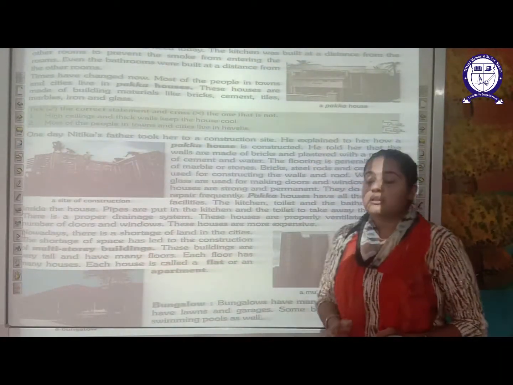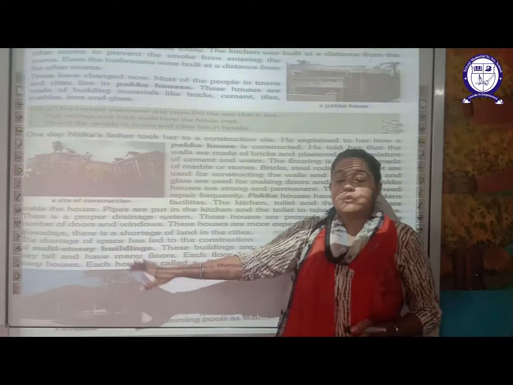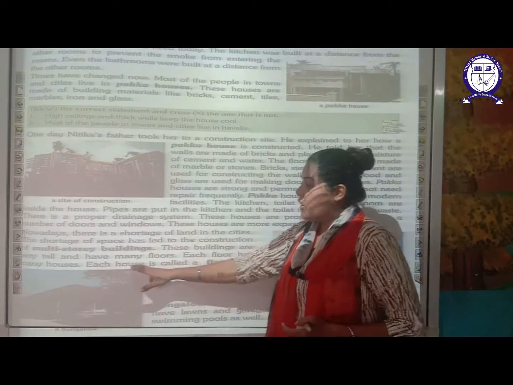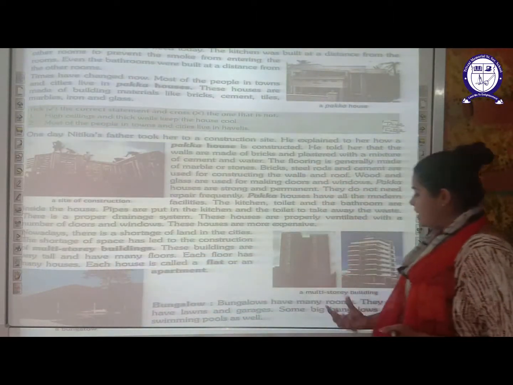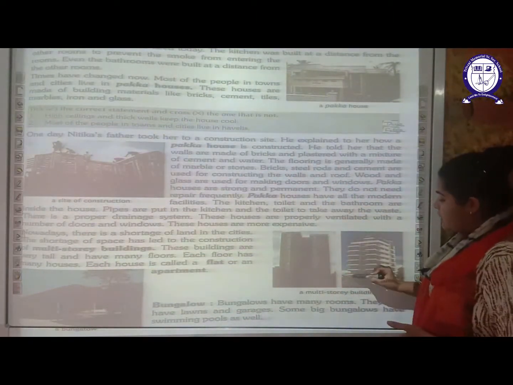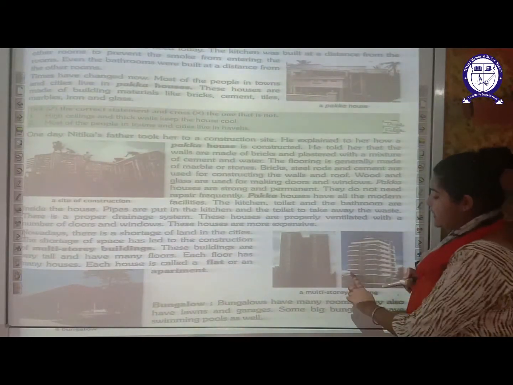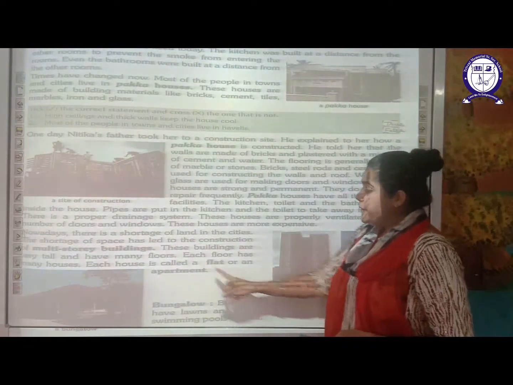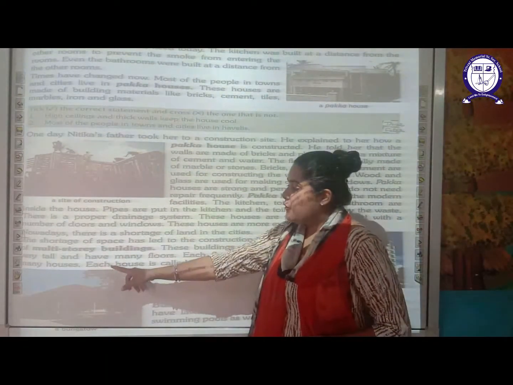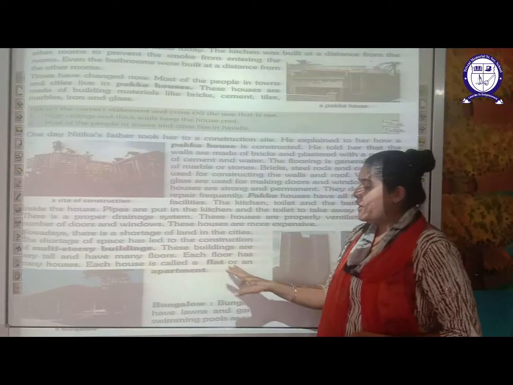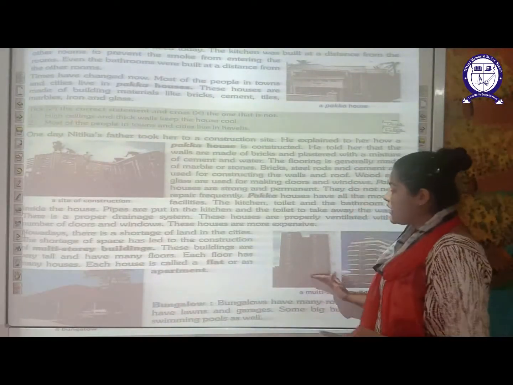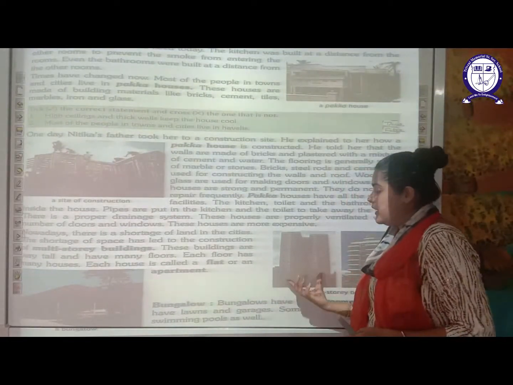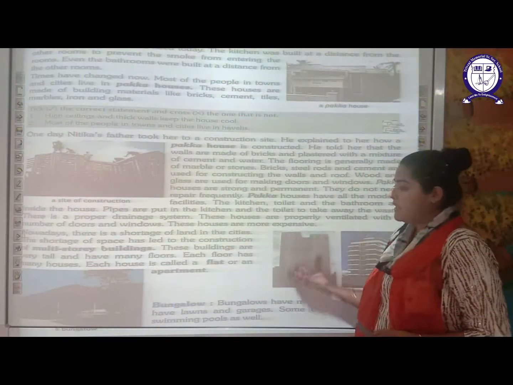Nowadays you can see a large number of multi-storied buildings being constructed. These buildings are very tall and have many floors. As you can see here, this is a multi-story building. It has a large number of floors, and on each floor there are a large number of flats or apartments. Each floor has many houses, and those houses are called flats or apartments, so that in a small space a large number of people can be accommodated in a single multi-story building.